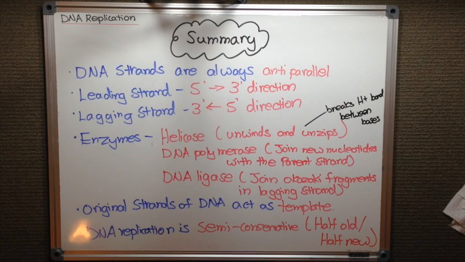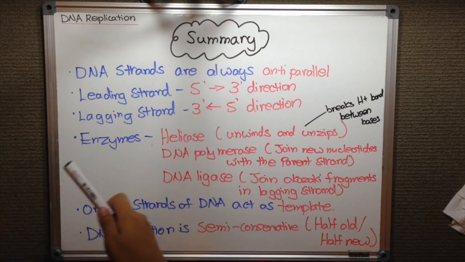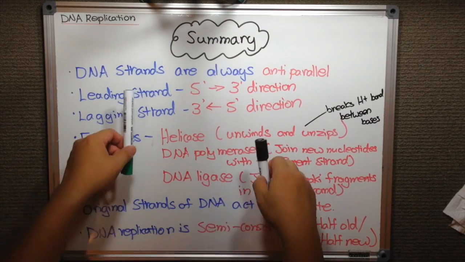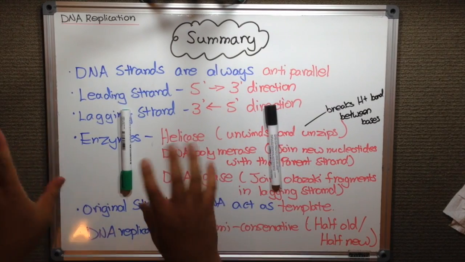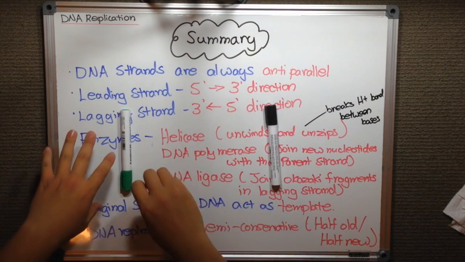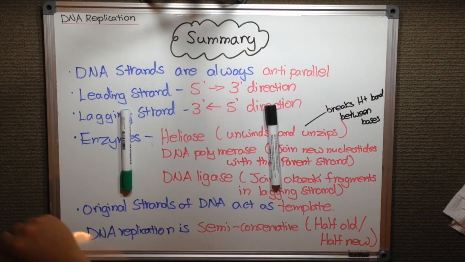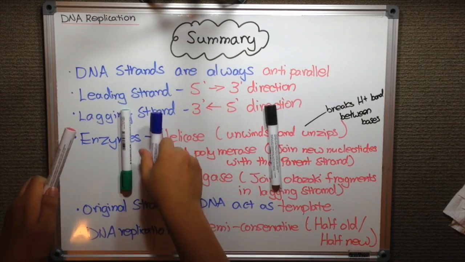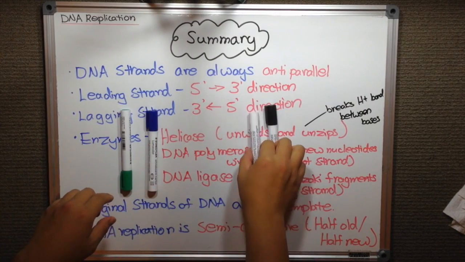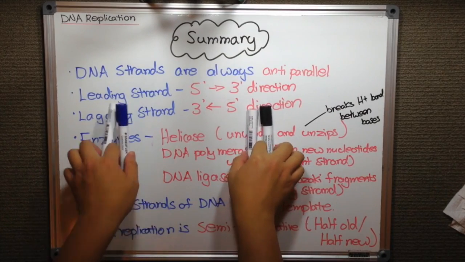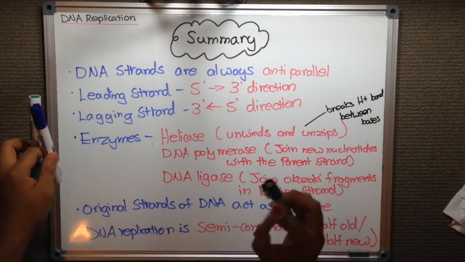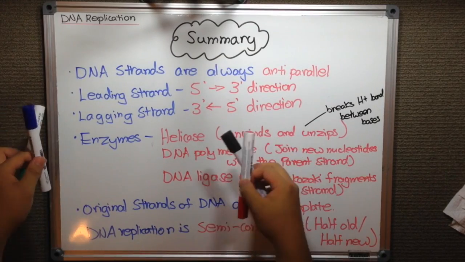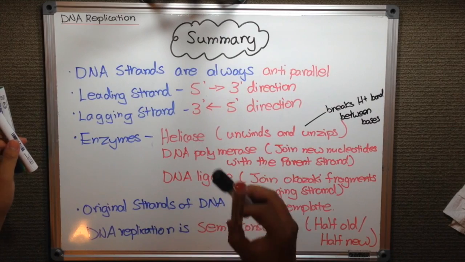DNA polymerase joins the new nucleotides with the parent strand. So you will now have 2 strands of DNA, okay? One is leading, one is lagging, depending on where the gap is. And the DNA polymerase is going to come along and help join the new nucleotides with the old parent strands, okay? Eventually, you will get something like this, just like with my pen, all right? So like that.